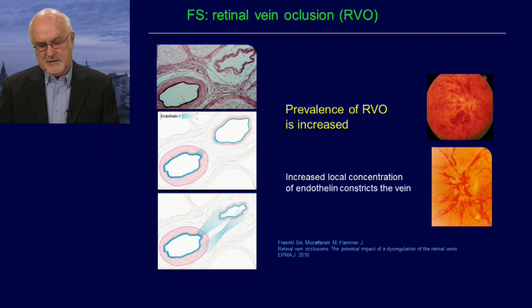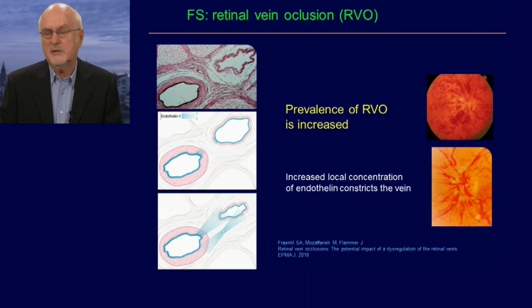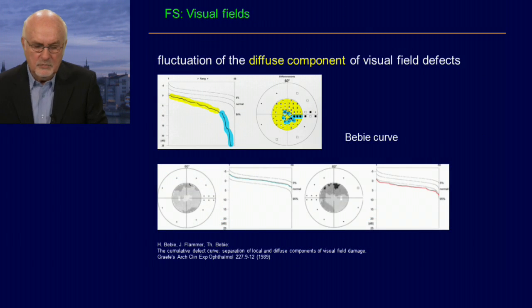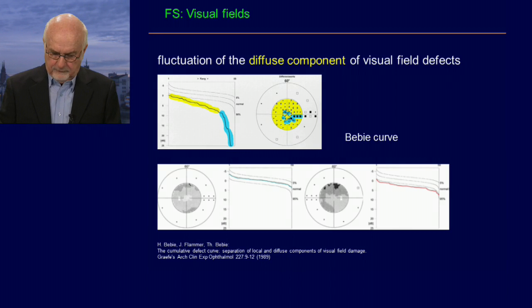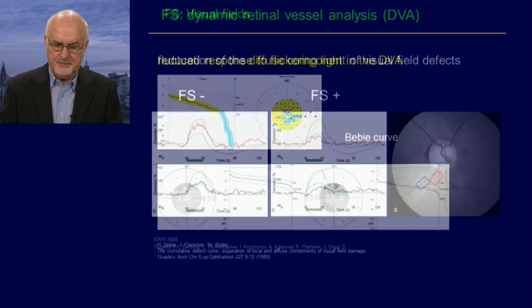They have more often retinal vein occlusions. This is due to an increased local concentration of endothelin, which constricts the vein, increases retinal venous pressure, and finally gets in a vicious circle, leading to the clinical picture of a retinal vein occlusion. They do have often, or nearly always, a diffuse component of the visual field defects, visualized with the BBA curve, that fluctuates dramatically over time.